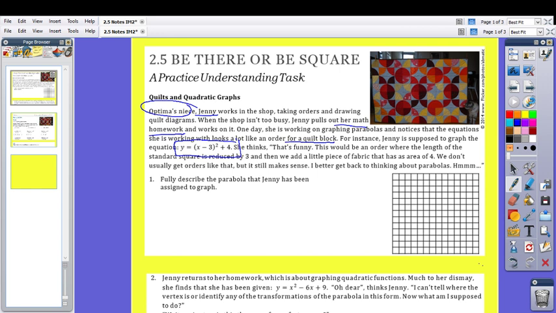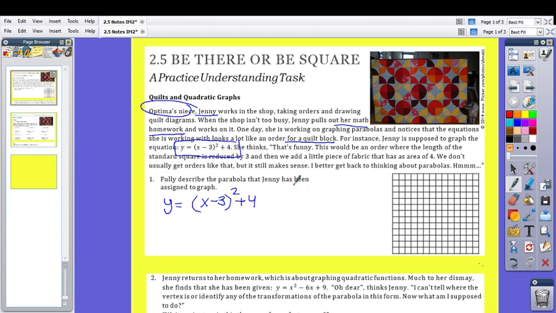So here she has to graph this: y equals (x - 3) squared plus 4. She has to graph it without using a calculator. So how would she do that? Think about it.